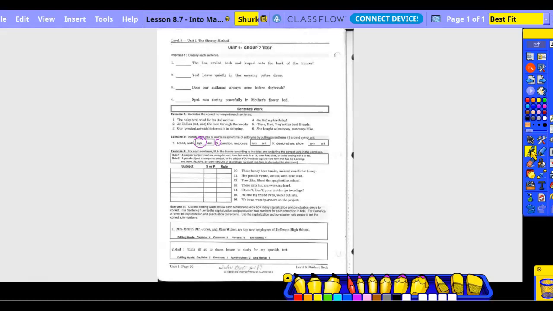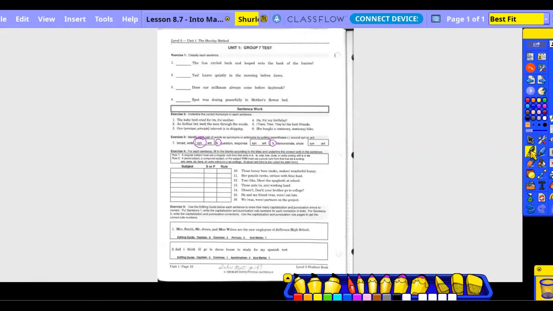Okay, you guys are going to do 8 and 9 for homework. Okay, exercise 4, write each sentence, fill in the blanks according to the titles, and underline the correct verb in the sentence. For rule 1, a singular subject must use a singular verb form that ends in s. So is, was, has, does, or verbs ending with s or es. Rule 2, a plural subject or a compound subject must use a plural verb that has no s ending. Are, were, do, have, or verbs without s or es ending.